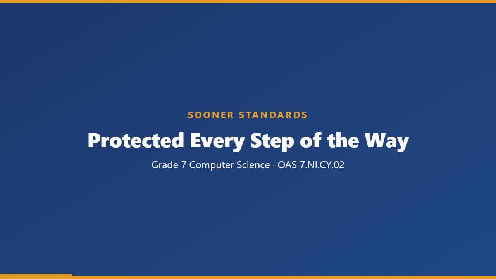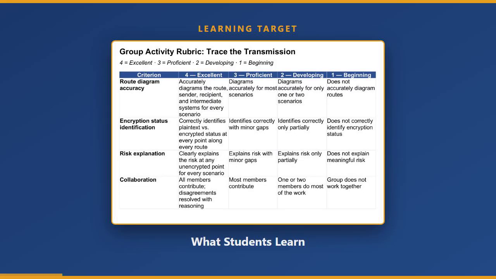From Sooner Standards, Securing the Transmission of Information, a complete Grade 7 computer science unit for Oklahoma Standard 7.NI.CY.02. Students learn how encryption protects information specifically during transmission: plain text versus ciphertext, transmission routes, end-to-end encryption, and authentication.